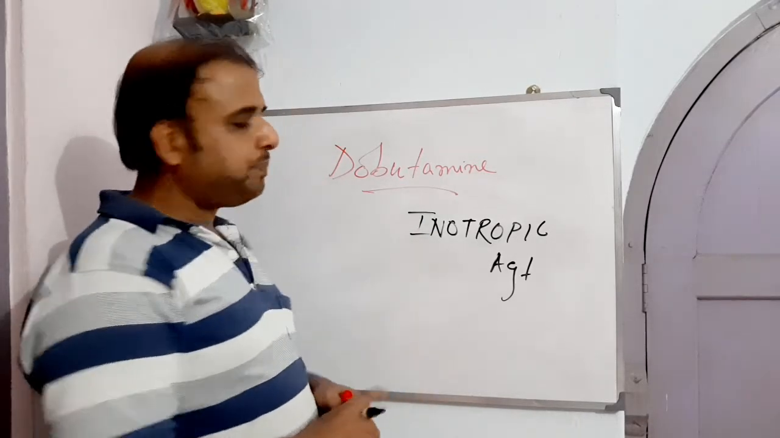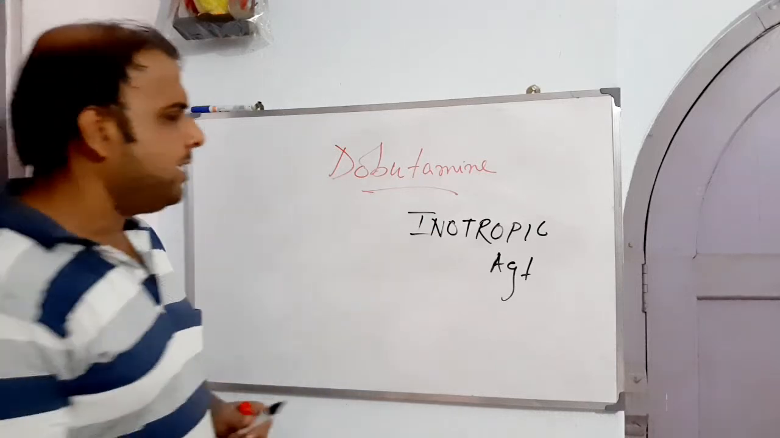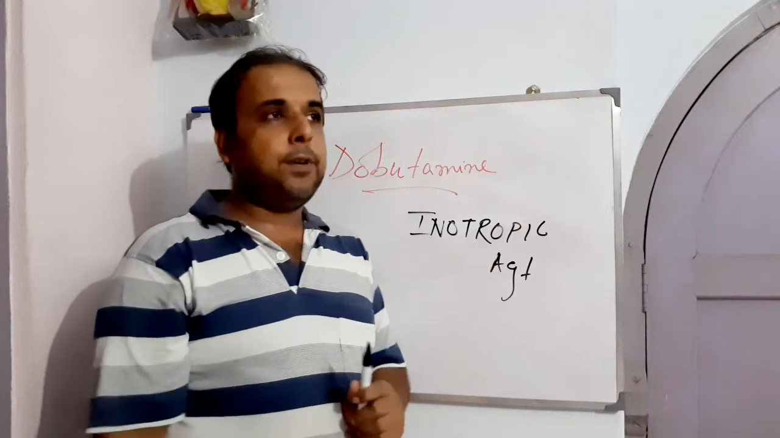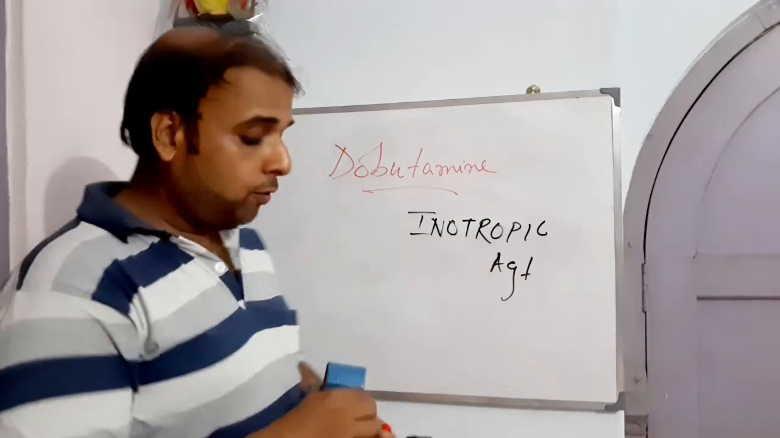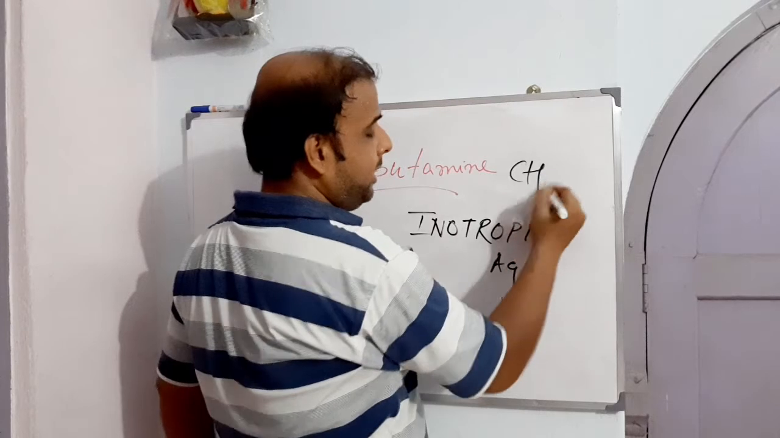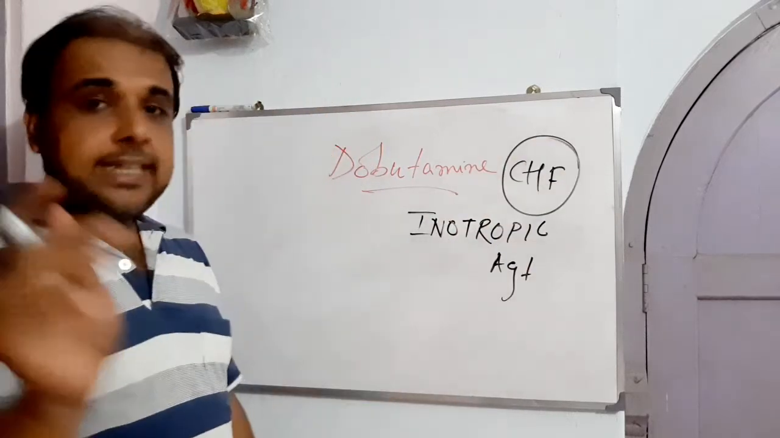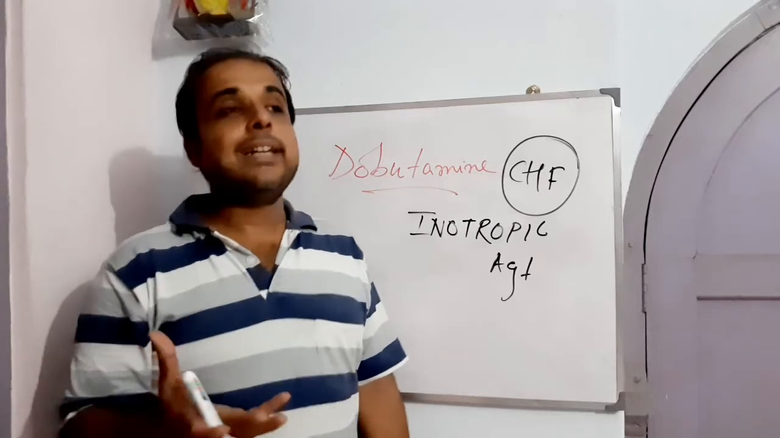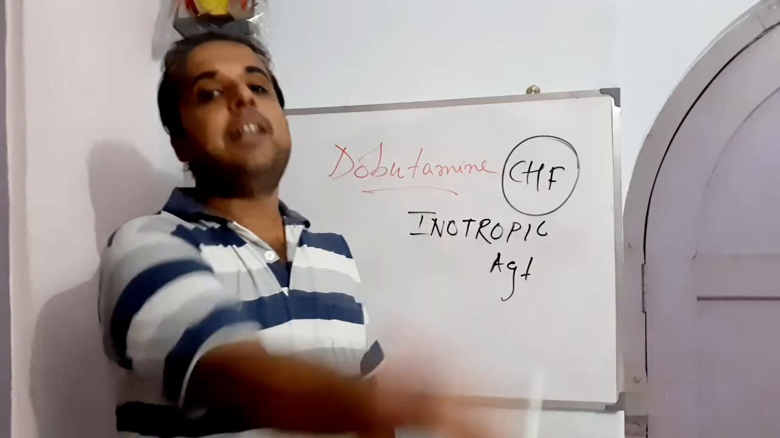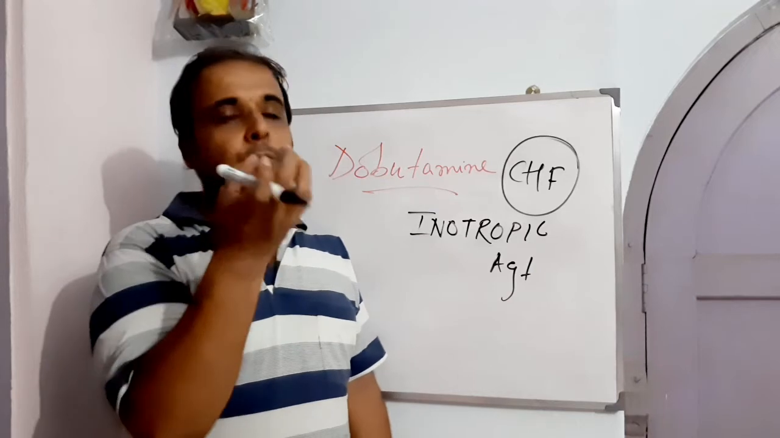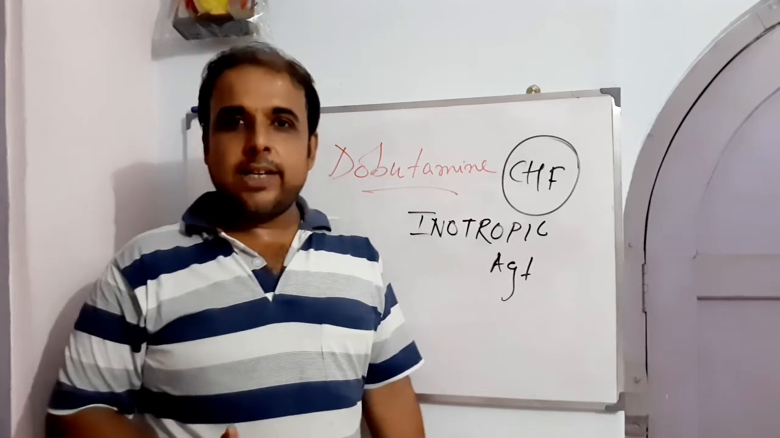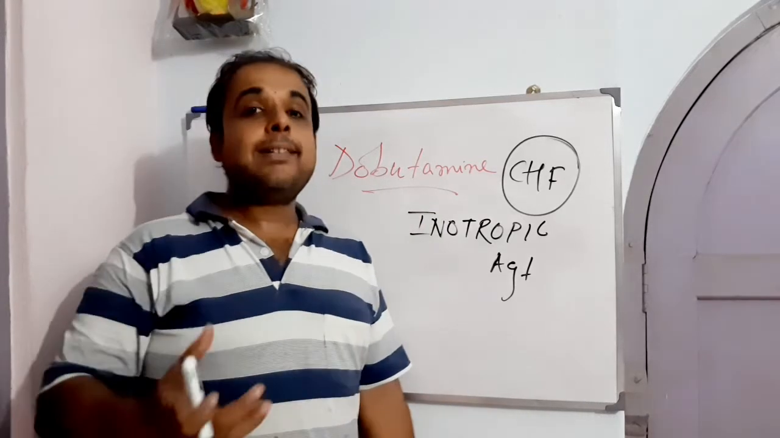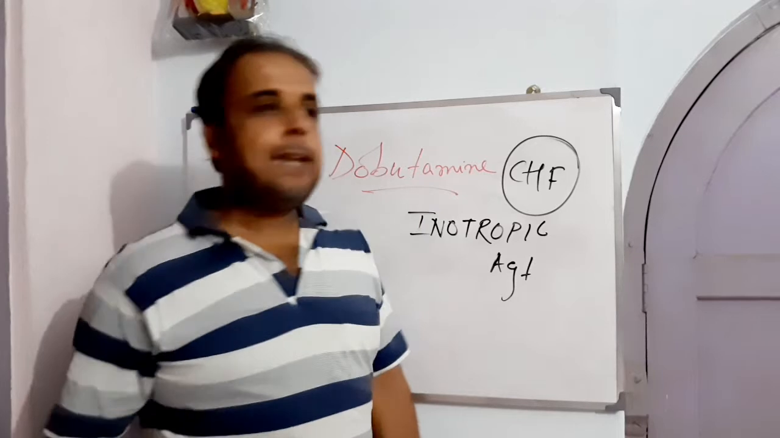Now, dobutamine is an inotropic agent, and by virtue of its inotropic effect, it can be given in heart failure. It is basically meant for CHF, congestive heart failure. When there is congestion, the heart is unable to pump the blood out because of the weakening of the ventricular muscle. So some means should be there which can at least stimulate the muscle tone, so that it can efficiently pump the blood out.